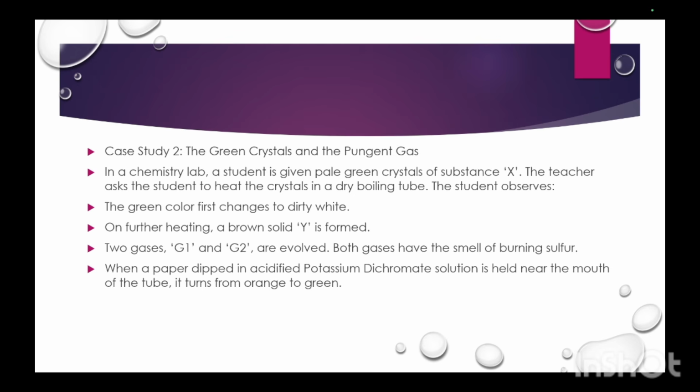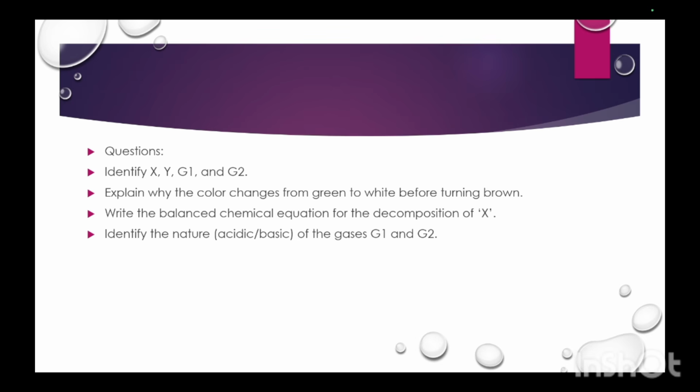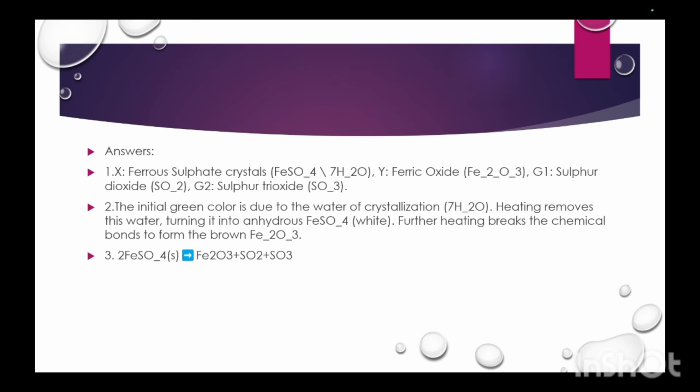When paper dipped in acidified potassium dichromate solution is held near the mouth of the tube, it turns from orange to green. The questions: identify X, Y, G1 and G2. Explain why the color changes from green to white before turning brown. Write the balanced chemical equation for the decomposition of X. Identify the nature, that is acid or base, of the gases G1 and G2. Next, we will see the answers.